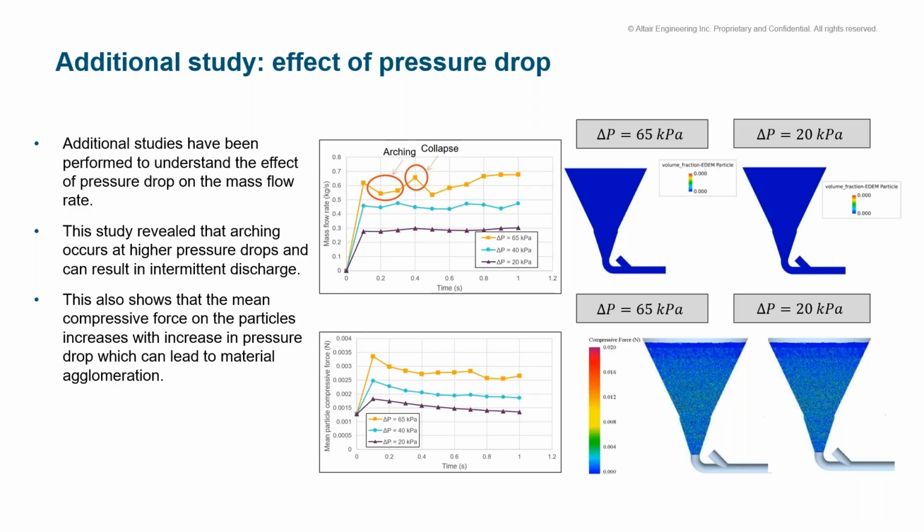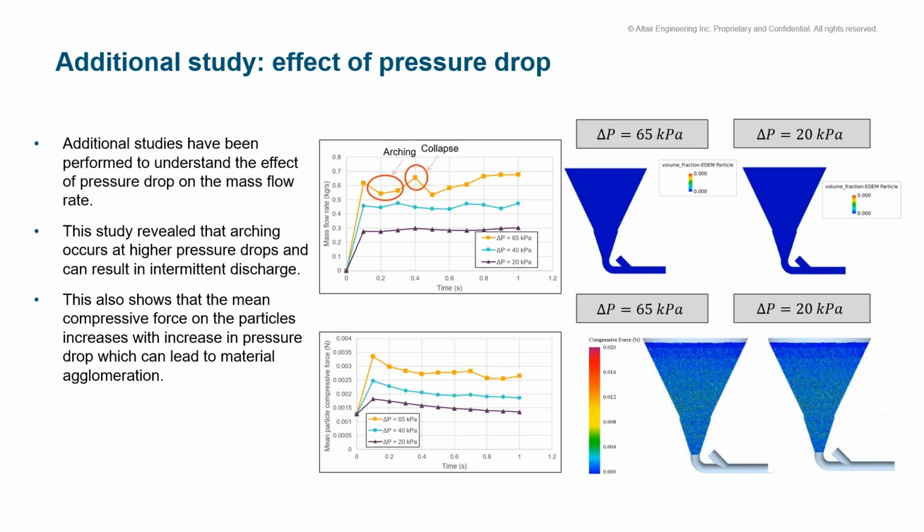So we simulated a comparison study comparing two different pressure drop values. One of them is an extreme pressure drop of 65 kilopascal, with a medium cohesive material. As we increase the pressure difference, we can see that the mass transfer rate changes from a linear to a nonlinear behavior, with behavior like a propensity for arching and collapse here. This study revealed that even though the mass transfer rate is improved, the propensity for arching and intermittent discharge also increased at higher pressure drops.